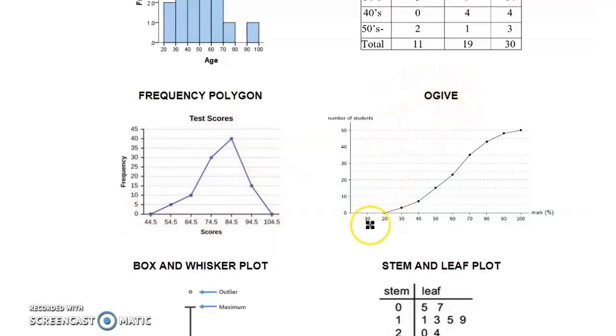So this is ogive. Ogive also uses class boundary. But note that, as I said before, ogive is also called cumulative frequency. So remember that when you want to draw an ogive, on the y-axis you must use cumulative frequency.